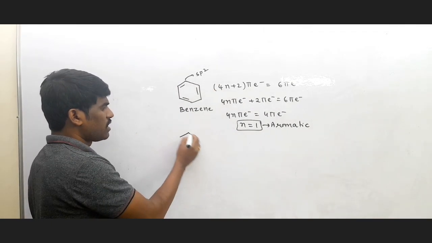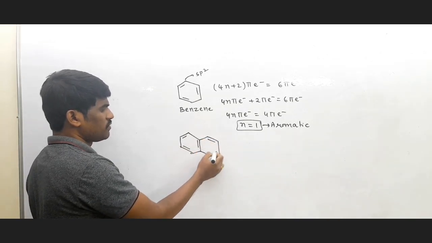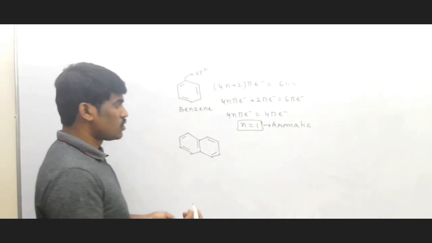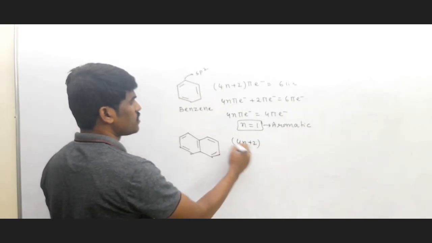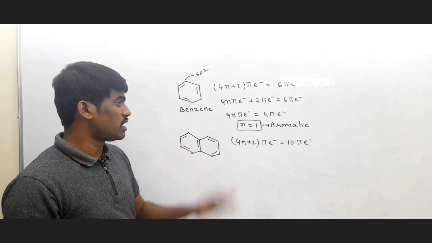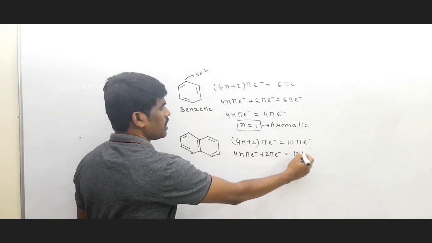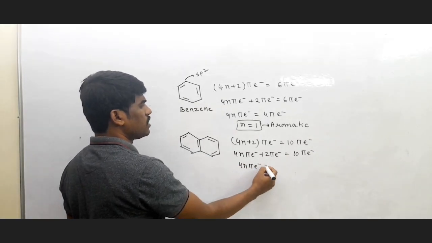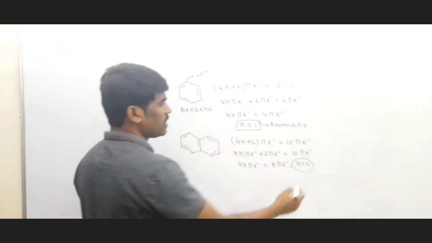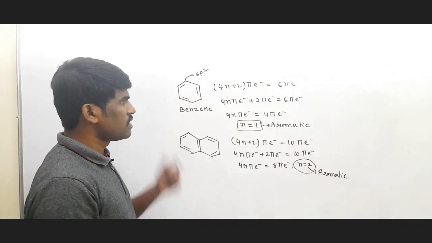Aromatic compound. Another compound which is also considered to be an aromatic compound is naphthalene. In naphthalene, if you notice, all conditions are satisfied. Let's check it with Huckel's rule also. The total number of pi electrons, that is 4n plus 2 pi electrons, is equal to 10 pi electrons, because there are 5 pi bonds, and hence it can be taken as 10 pi electrons. 4n pi electrons plus 2 pi electrons is equal to 10 pi electrons. Then 4n pi electrons is equal to 8 pi electrons. So n can be taken as 2. If n is equal to 2, it is satisfying the condition. Then n equal to 2 means it can be taken as aromatic. It can be considered as an aromatic compound.